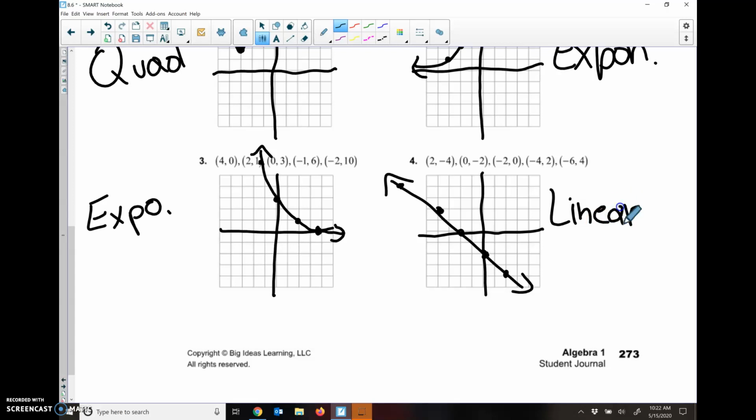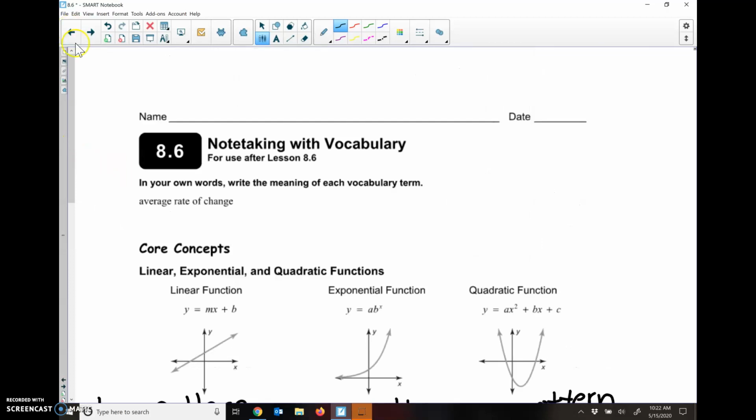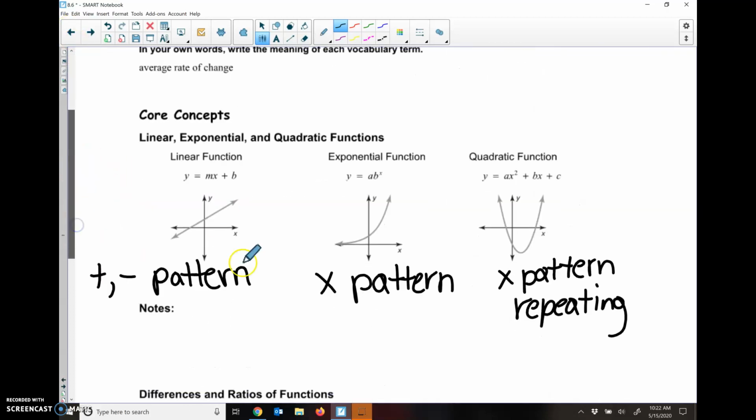And then if we go back and look at the actual numbers, negative 4 plus 2 is negative 2. Negative 2 plus 2 is 0. 0 plus 2 is 2. 2 plus 2 is 4. So we're going to end up with the same kind of pattern there. So remember, linear is going to be that adding and subtracting pattern. Exponential and quadratic are both going to be multiplying patterns, but with quadratic, that multiplying pattern is going to end up repeating.